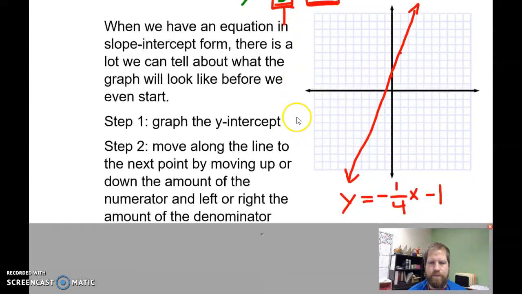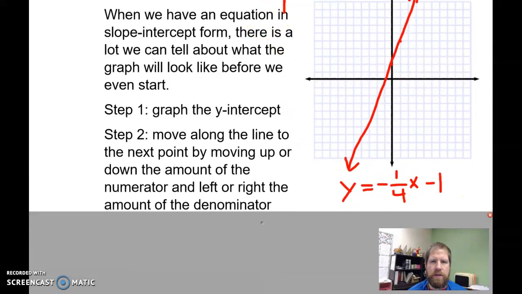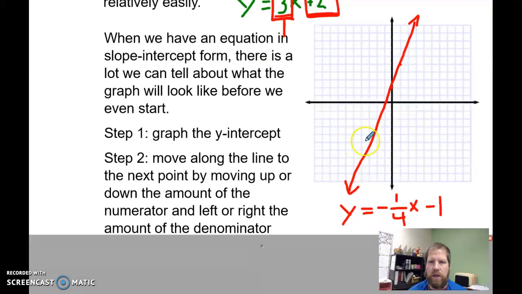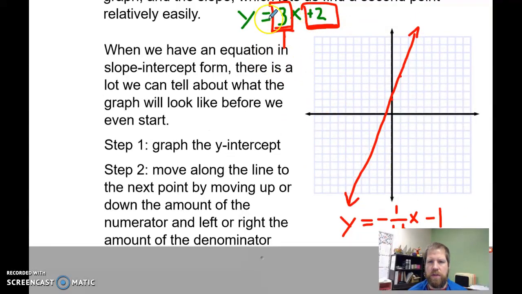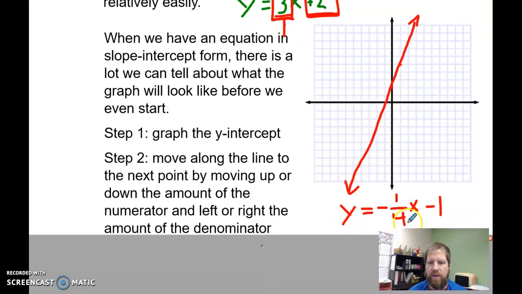All right? Okay, let's look at this one. So this one's a little different, right? This one was all positive, and we had an integer slope. This one is negative, and we have a fraction slope. So I know my line is going to cross below the x-axis. I know it's going to be tending to go down.